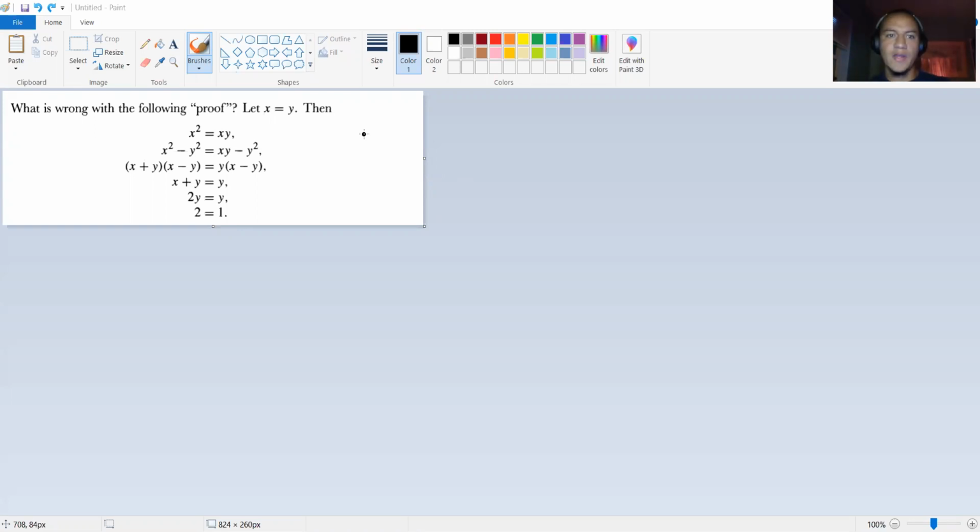They start off by saying let x equals y, which just means let two numbers equal each other, call them x and y, or box 1 and box 2. Then follow those steps.